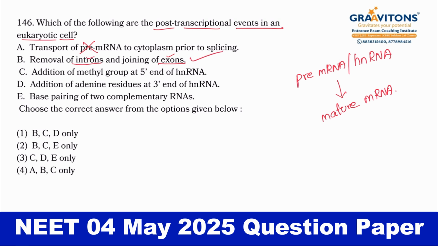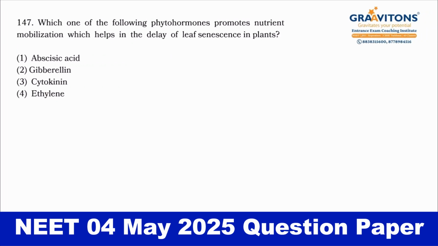Then addition of methyl group at 5' end of hnRNA, this is capping. And addition of adenine residues at 3' end of hnRNA, this is tailing. And last one, base pairing of 2 complementary RNAs. No, RNAs are single stranded. So, no need of base pairing of 2 complementary RNAs. This statement is wrong. So, the answer for this question is option 1, B, C, D only. And next question, question number 147. Which one of the following phytohormones, plant hormones, promotes nutrient mobilization which helps in the delay of leaf senescence? Leaf senescence is the important keyword here. Direct question, answer is cytokinin.